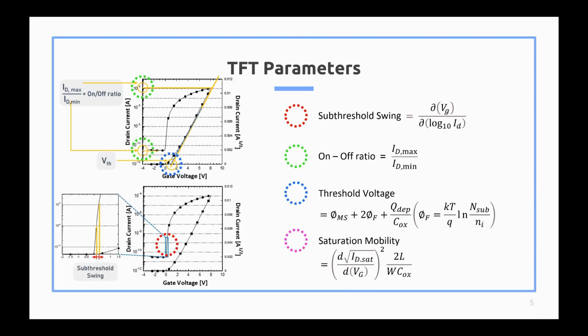The methods for calculating the four performance evaluation parameters of a TFT are as follows. Subthreshold swing evaluates how quickly the device turns on and off. The on-off ratio evaluates the reliability of the device. Threshold voltage evaluates the power consumption of the device. Mobility evaluates the operating speed of the device.